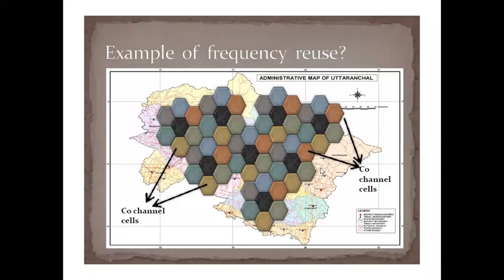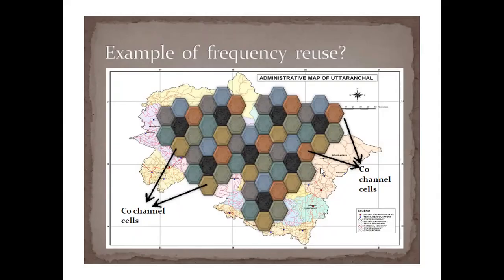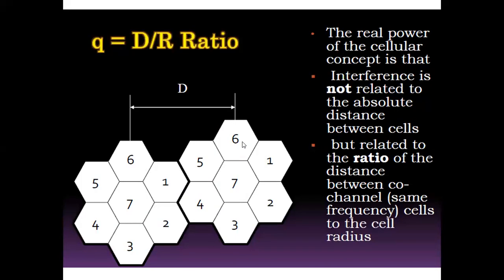Okay, so next is co-channel and adjacent channel cells. What are co-channel cells and adjacent channel cells? As you can see in the diagram, I will explain in an easy way. These 6 and 6 will be treated as your co-channel cells, whereas this 6 is surrounded by the number 5 cell and the number 1 cell.